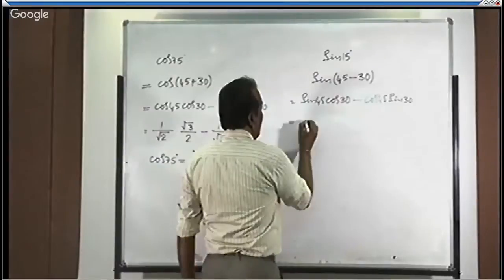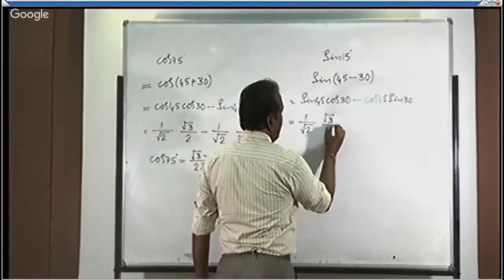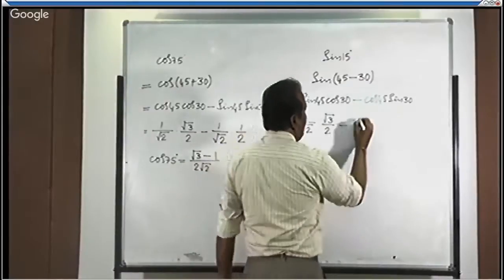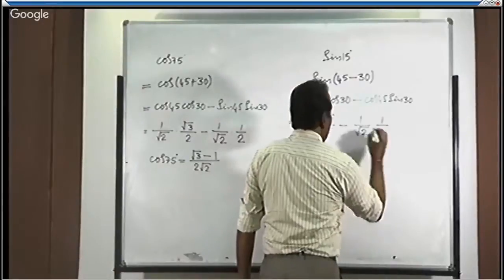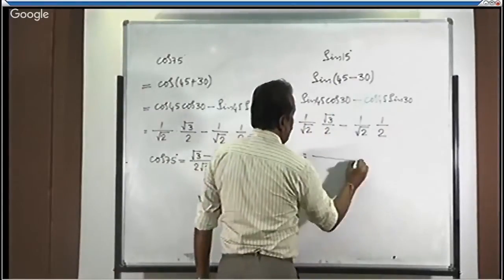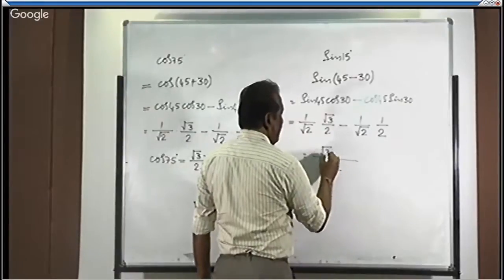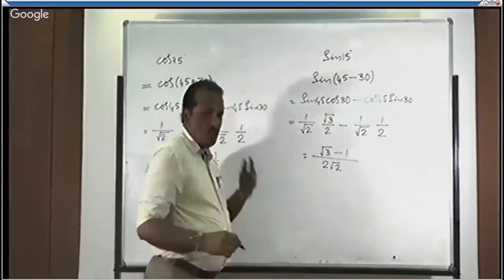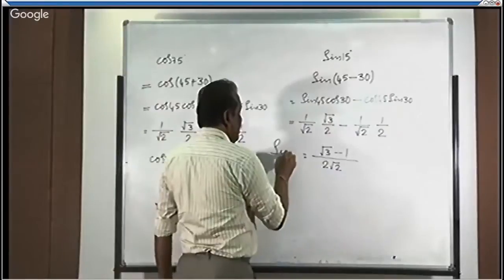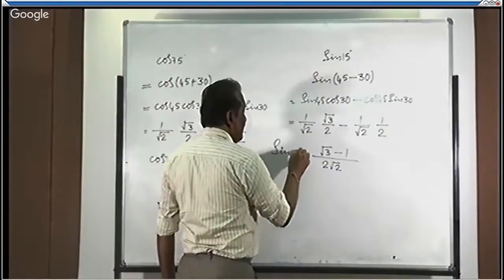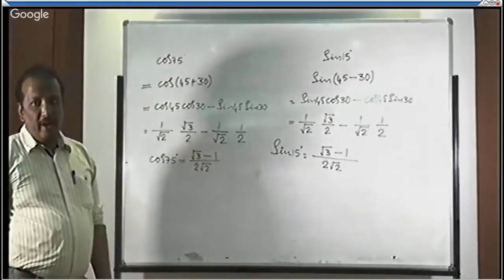Now sin 45 is 1 by root 2, cos 30 is root 3 by 2. Minus cos 45 is 1 by root 2, sin 30 is 1 by 2. Now if you take 2 root 2 as the LCM, the first term will be root 3 and the second term will be 1 on the numerator. Thus we find the numerical value for sin 15 degree as root 3 minus 1 divided by 2 root 2.